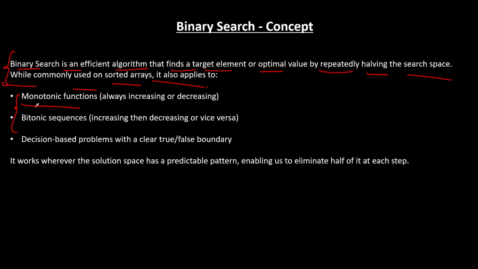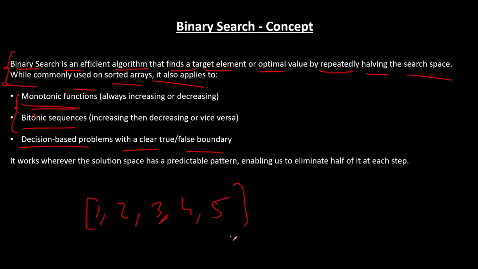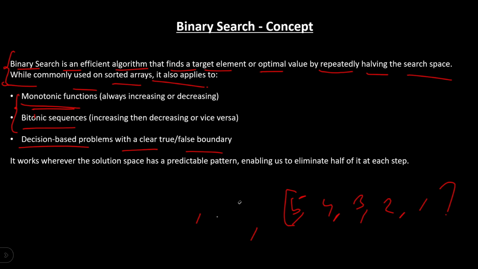So you could see here, it applies to monotonic functions, bitonic sequences, and decision based problems with a clear true false boundary. Monotonic functions means increasing or decreasing, which basically means you have a sorted array in a strictly increasing manner. Or decreasing means the numbers are strictly decreasing, 5 4 3 2 1, whatever, right? So that is a monotonic function, a range in which you will use binary search.